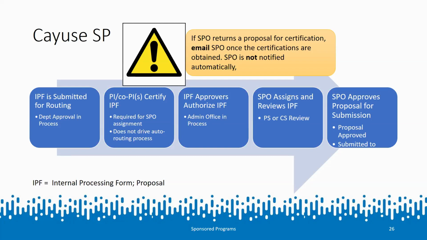The IPF approvers must authorize it, and after those operations are done, it comes to the admin office and process. We assign it. If it's going to proposals, it'll say PS review, and their name will be listed in the specialist field. If it's going to awards, because it's an after the fact, it might say CS review, or it might just say funded, because once we build that award, it goes to funded. It doesn't mean the award was funded. It means we have an agreement. It doesn't mean it's executed, right? So it's funded, but it doesn't mean it's active.